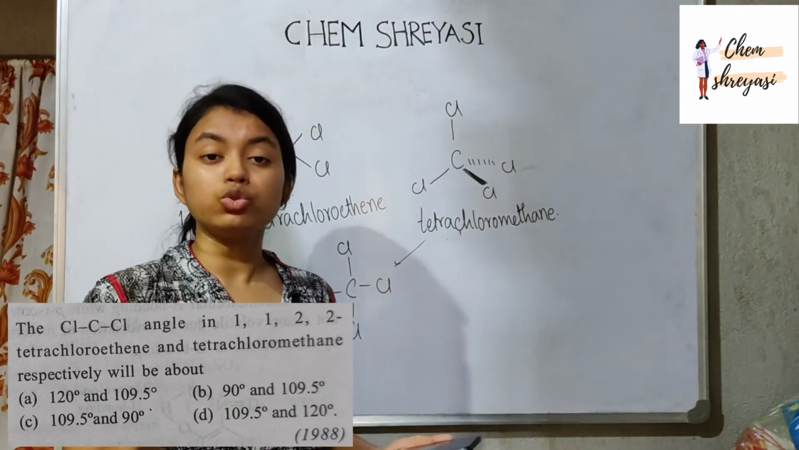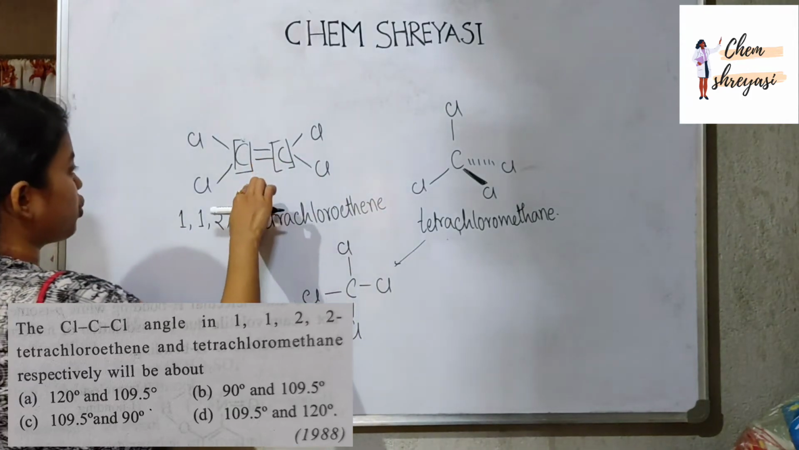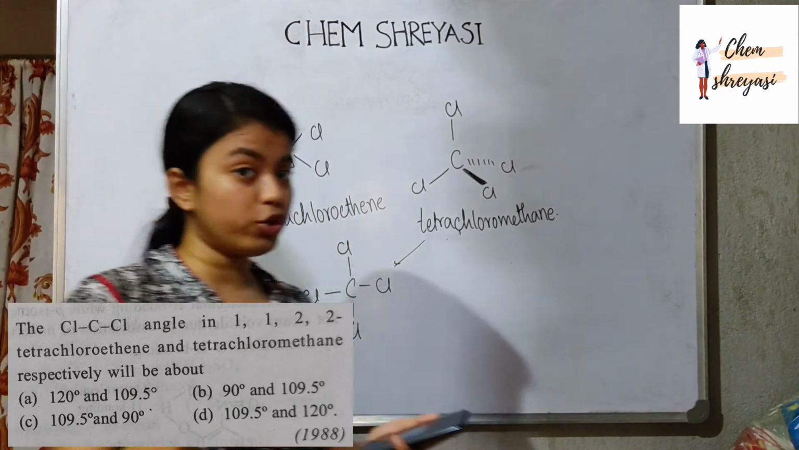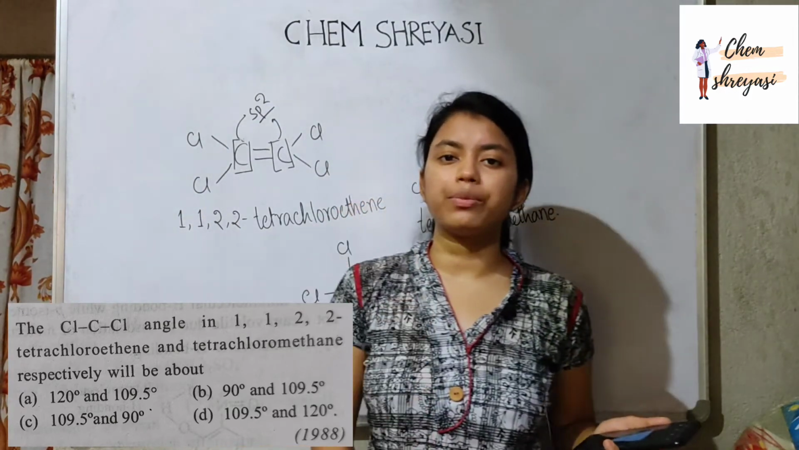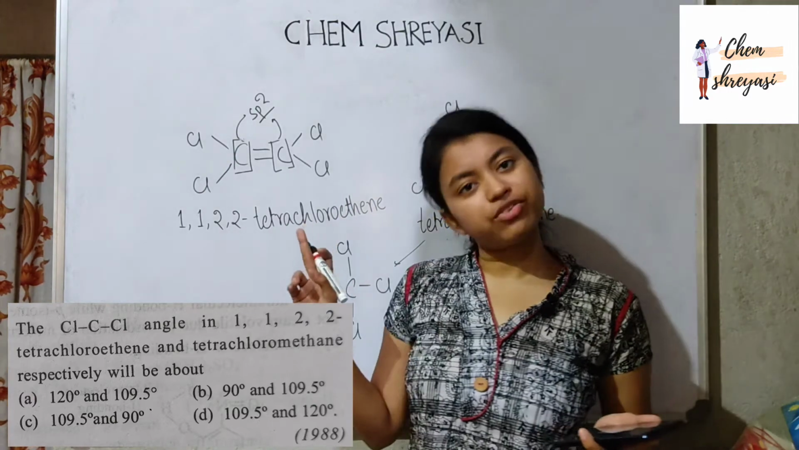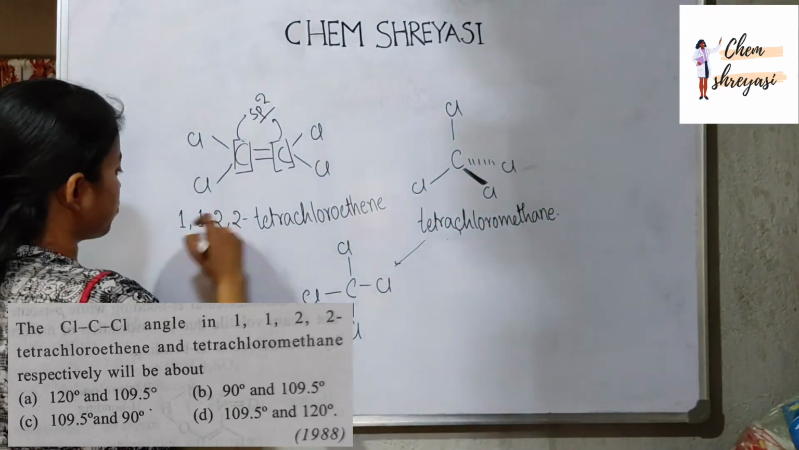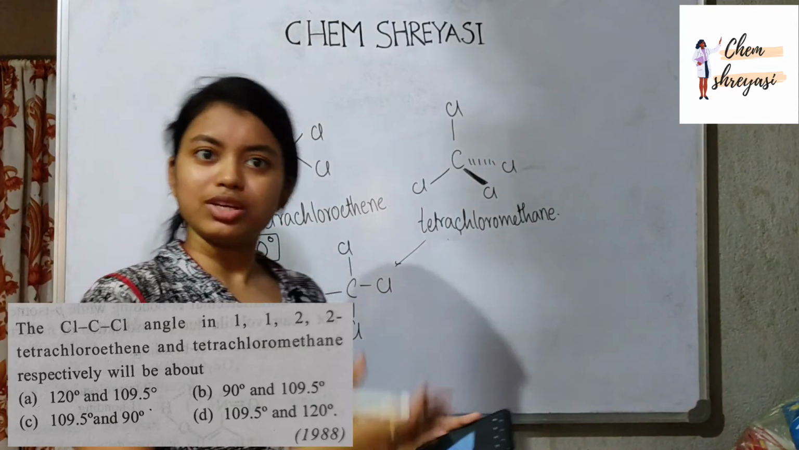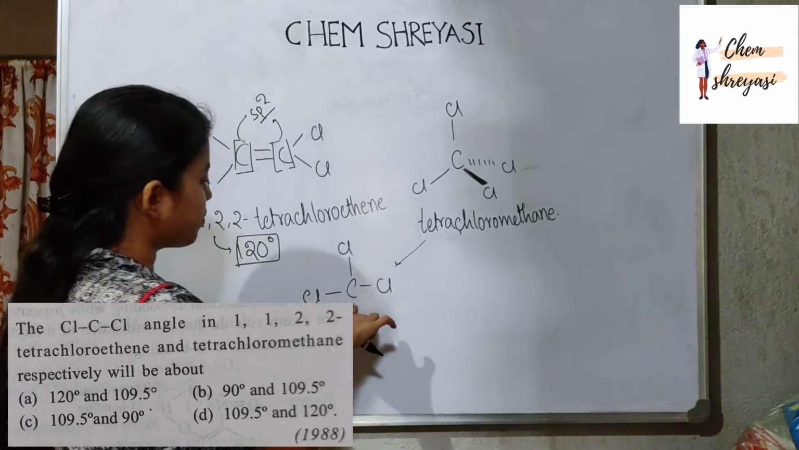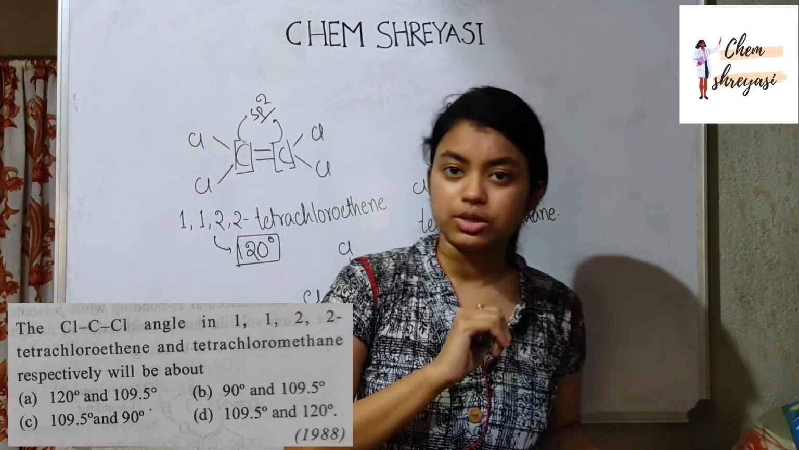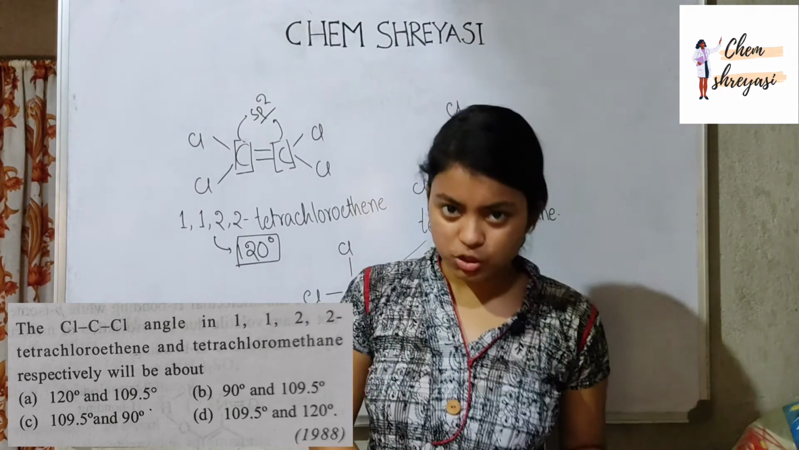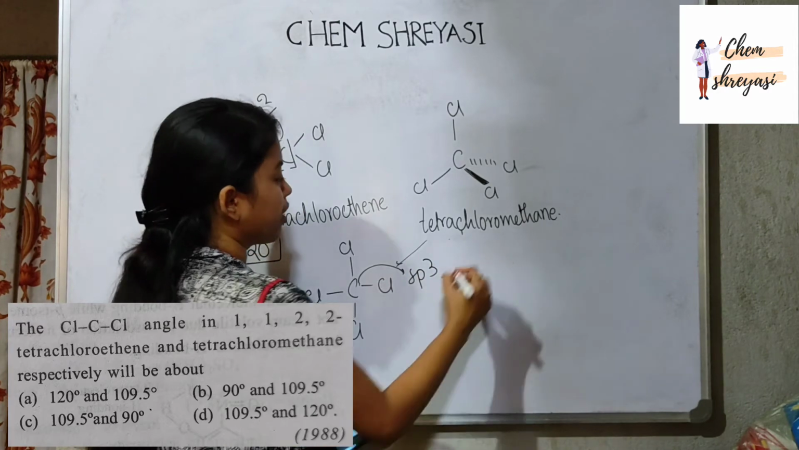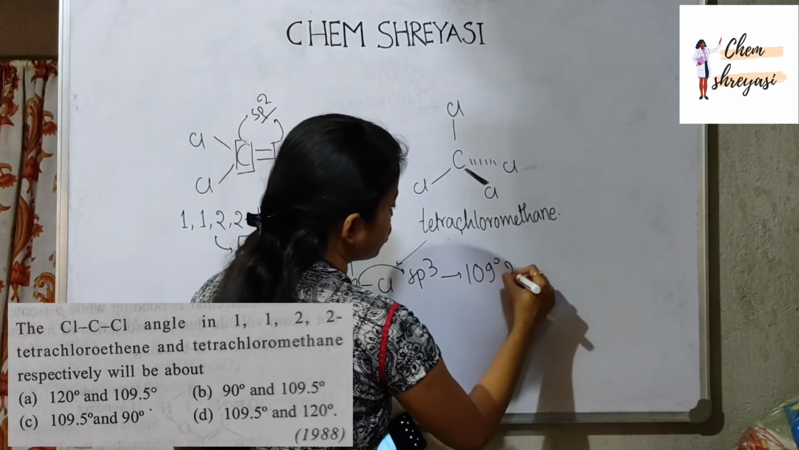Now we have to find out what the hybridization is. In this first molecule, both of these carbons have sp2 hybridization. Now we all know from the previous question that sp2 hybridized carbon has a 120-degree bond angle. So in this first molecule, it will have a 120-degree bond angle. Let's move to the second one. In this case, this carbon is singly bonded with four chlorine atoms, so definitely this carbon is sp3 hybridized.